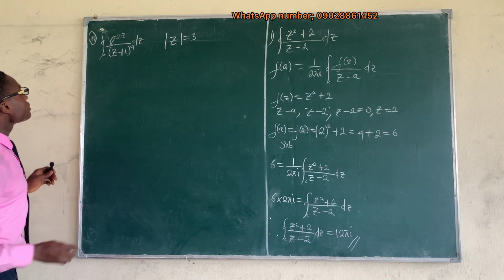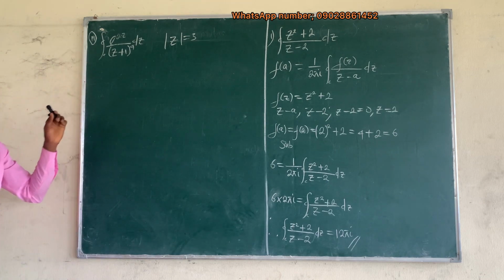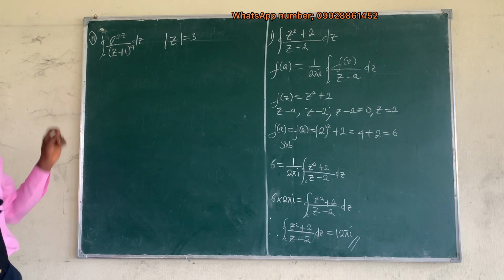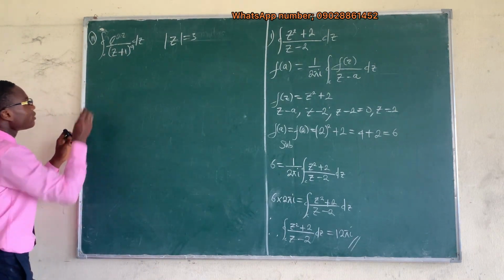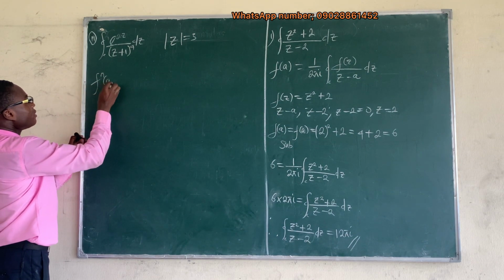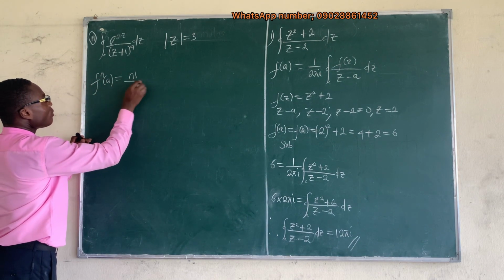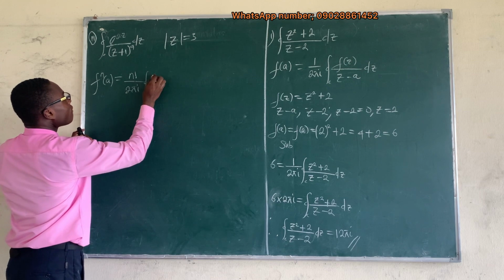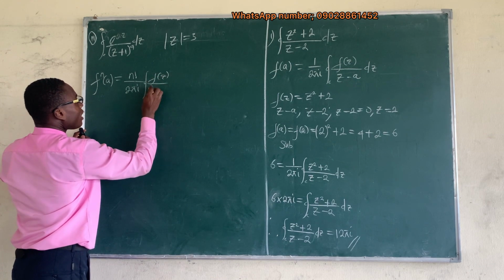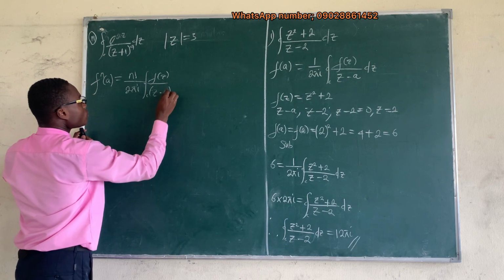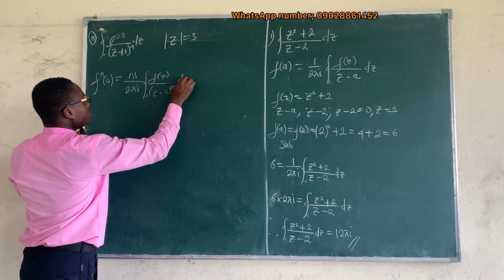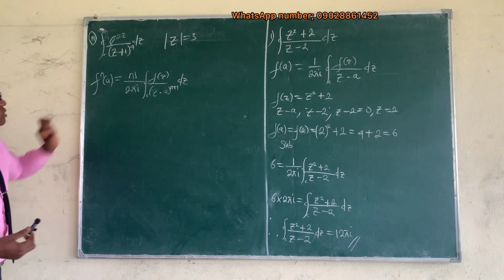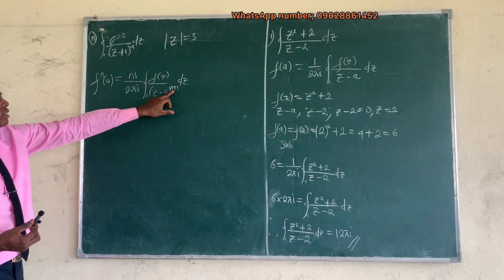So let's go ahead and evaluate this integral. If you can observe, the power here is 4. So it means we cannot use this formula. We are going to use the second one. We stated that f superscript n of a is equal to n factorial over 2 pi I, the integral, because c is closed, of f of z over z minus a to the power of n plus 1 dz. So this is what we have. So we are using this formula because if you take note, n here will be 3.